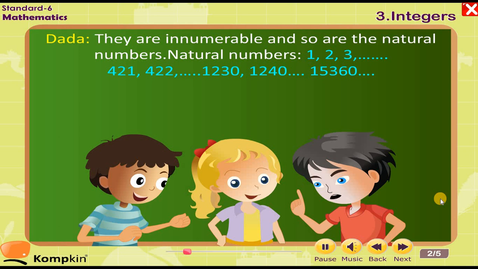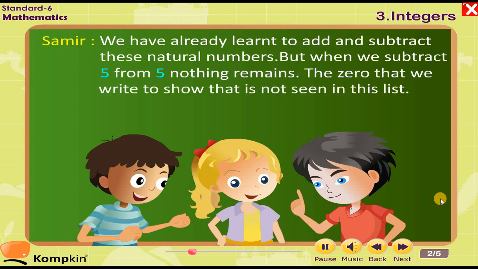Natural numbers: 1, 2, 3, 421, 422, 1230, 1240, 15,360 and so on. Samir, we have already learned to add and subtract these natural numbers. But when we subtract 5 from 5, nothing remains. The 0 that we write to show that is not seen in this list.